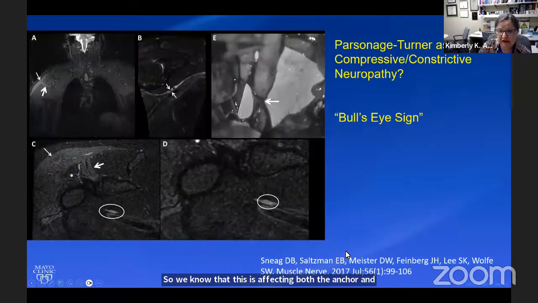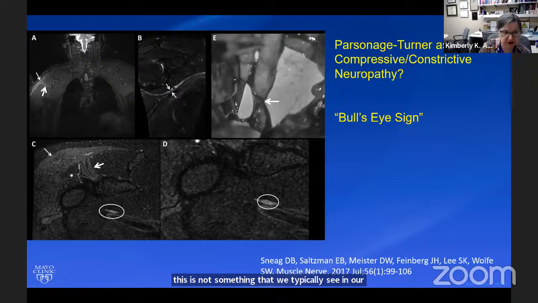I want to just mention this because this is not something that we typically see in our practice, but Daryl Sneag, who's at the Hospital for Special Surgery, has done a lot of work on this area, working with Scott Wolfe at HSS. And they really believe that Parsonage-Turner and other types of what we would think of as potentially inflammatory neuropathies are actually entrapment neuropathies that are related to constrictions.